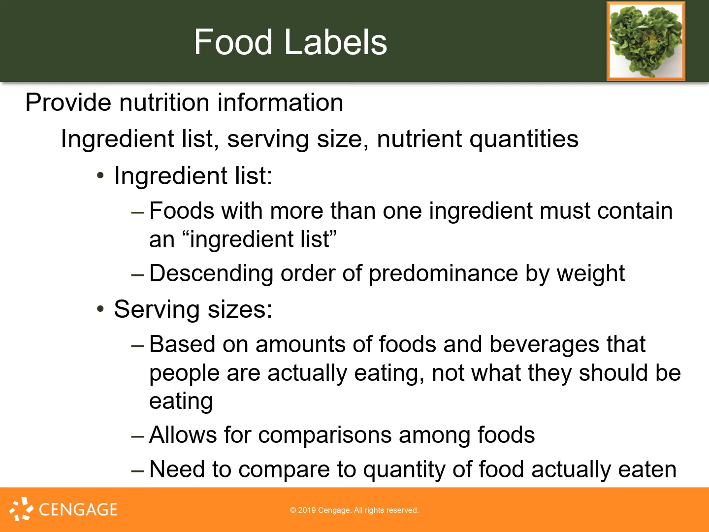You need to compare to the quantity of food actually eaten. So if you eat half of what the serving size is, you want to cut those numbers in half, as far as calories, protein, carbohydrate, fat, whatever it is you're looking at on the food label. If you eat double or twice the amount, then you want to double the numbers that you're looking at as well.